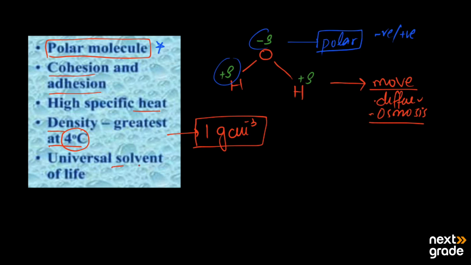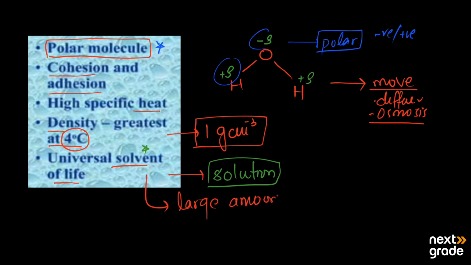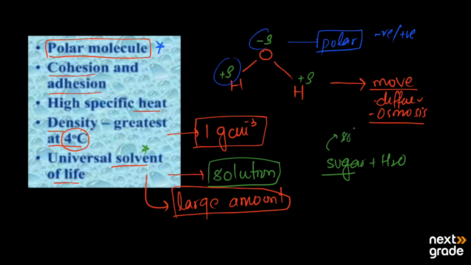Water is used as the universal solvent of life. Universal solvent means it is helpful in making many solutions, because it can be used as a solvent, and a solvent is the substance that is present in the largest amount when we are making a solution. A simple example is sugar plus water. Here the sugar is a solute, as it is mixed into the water, and the water is used as a solvent. So this is a simple example of solute and solvent.